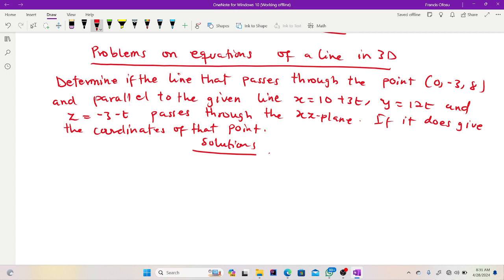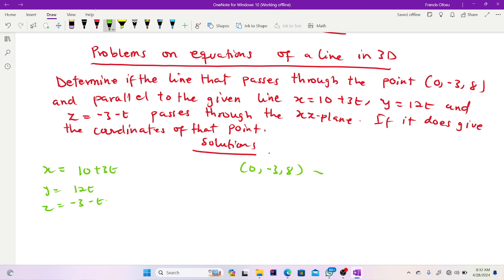Determine if the line passes through this point. So let's see. All that you need is to write your parameters down. That's the first step. So the line was given as parametric equations. x is equal to 10 plus 3t, y is equal to 12t, and z is equal to negative 3 minus t. And the question is saying that our line is also passing through the point (0, -3, 8). So now we have only two pieces of information available: the equation of a reference line, and a point in our space.